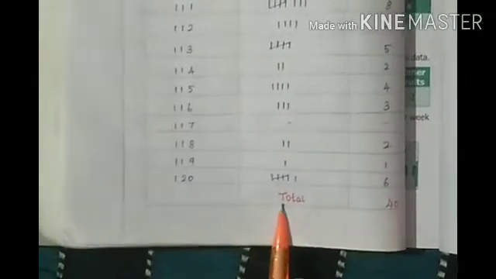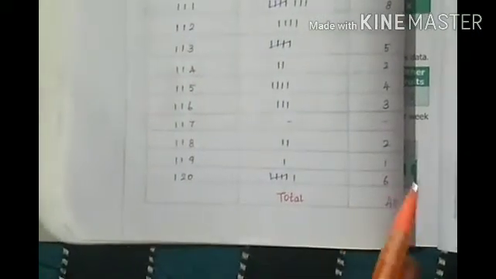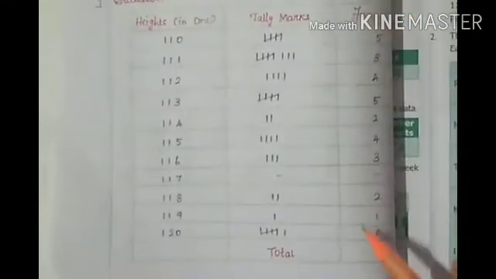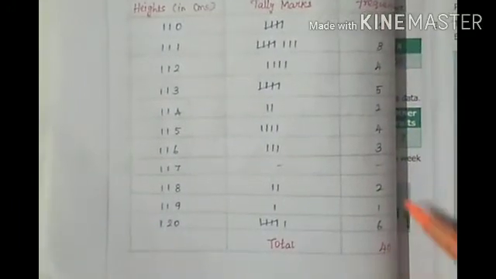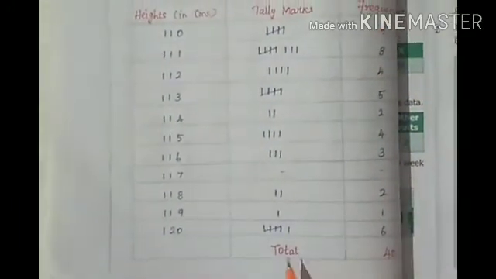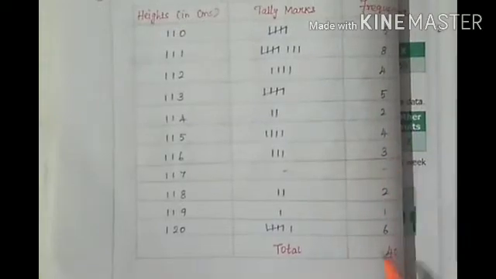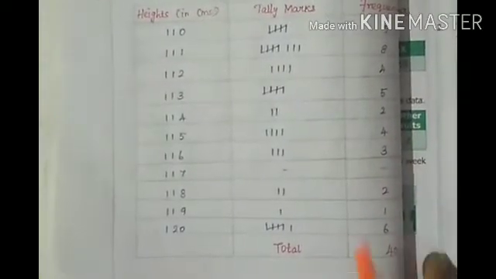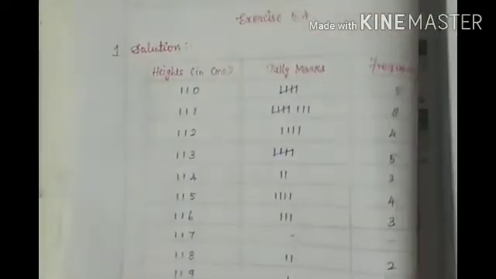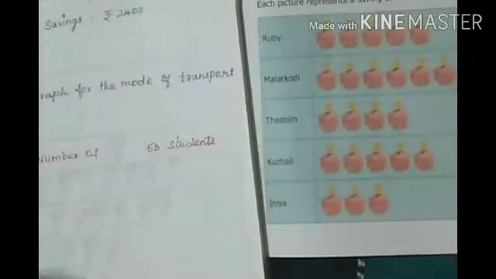Now we have to find the total. How to find the total? Very easy. We have to add all the frequencies. Add carefully, don't make any mistakes. Then we will be getting 40. Then we can go for the second question, children.